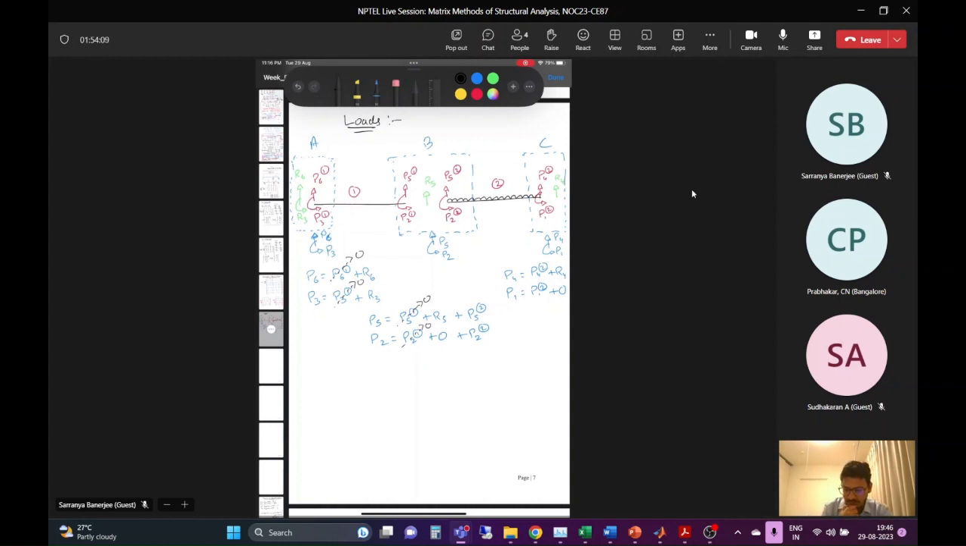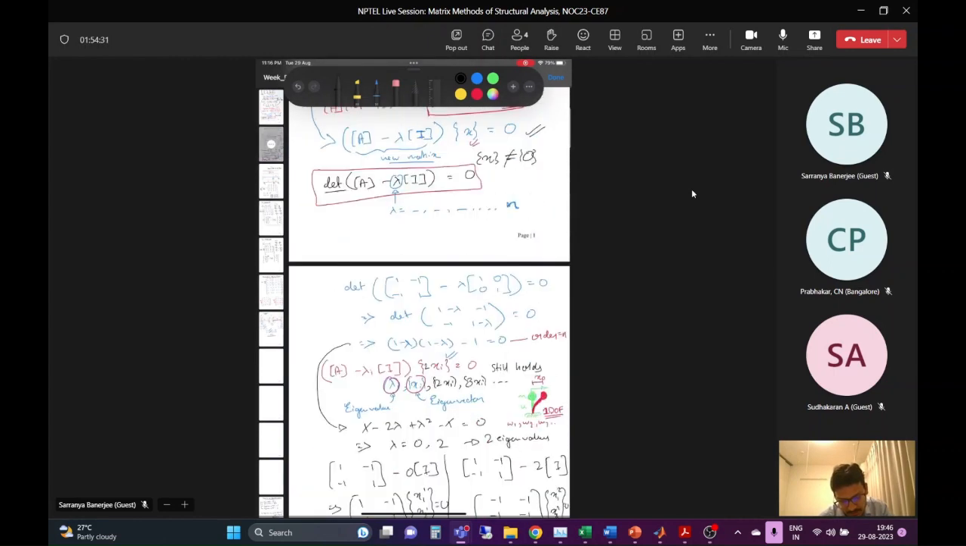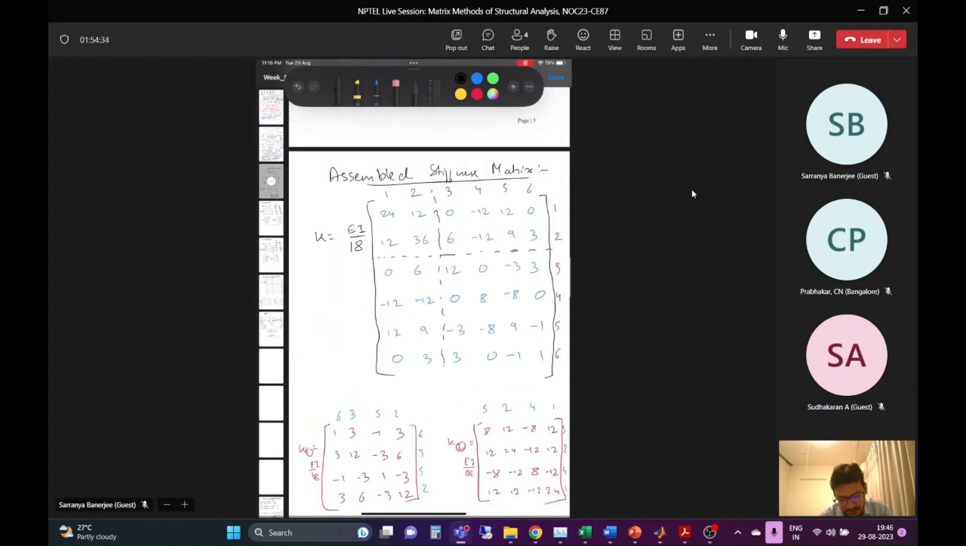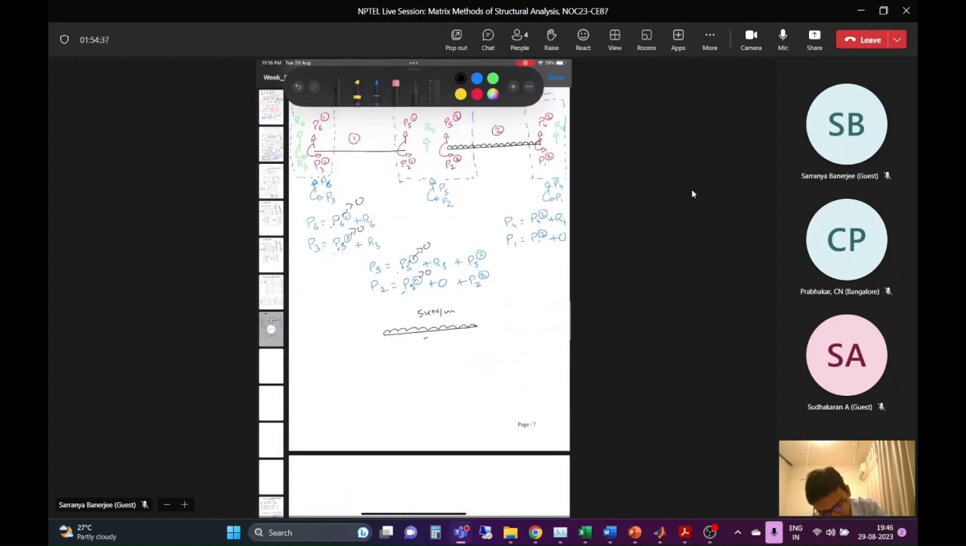So what would be the loads? If there is a beam like this, how much is the load? 5 kilonewton per meter, for 3 meters. So what is the fixed end moment of this beam? WL square by 12, 9 by 12. Okay, and direction.